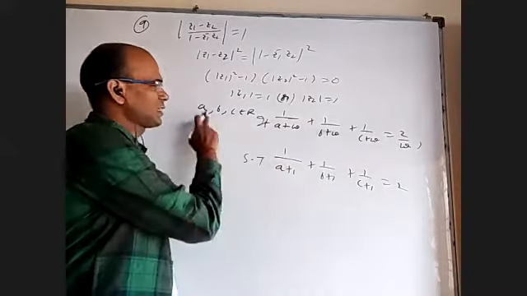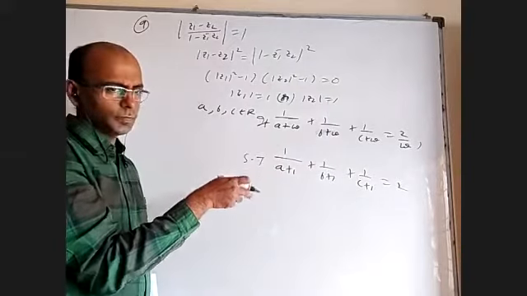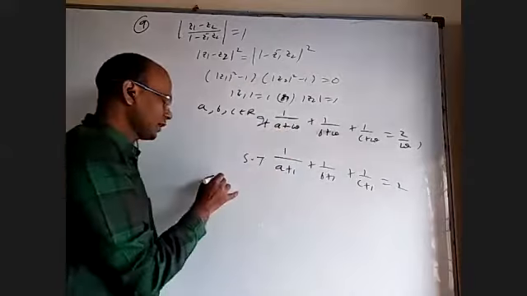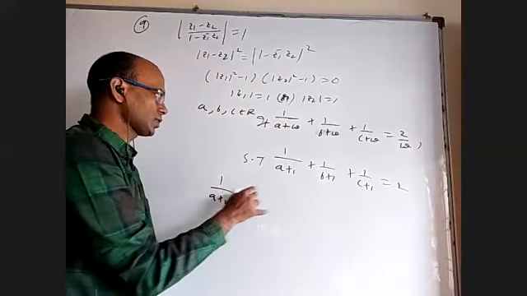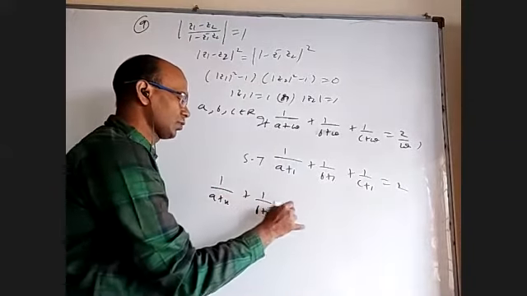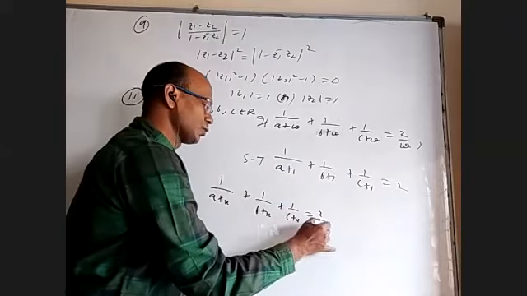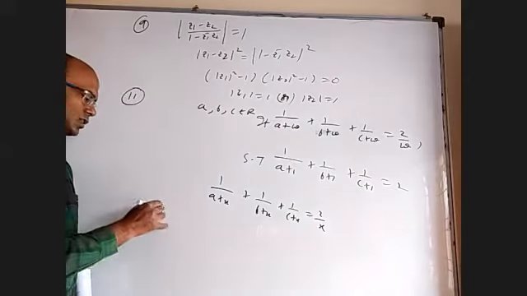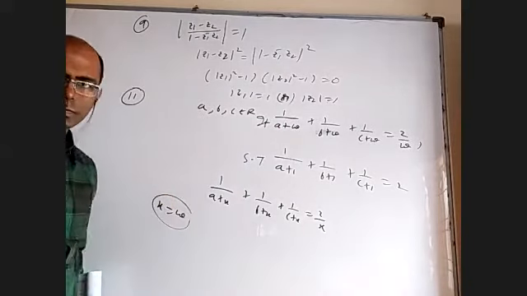They gave this and they said A, B, C are real numbers. That is very important. How to prove this? Take a new equation: 1 by (A plus x), 1 by (B plus x), 1 by (C plus x) is equal to 2 by x. Based on this equation, can I tell x equal to omega is a root of this?